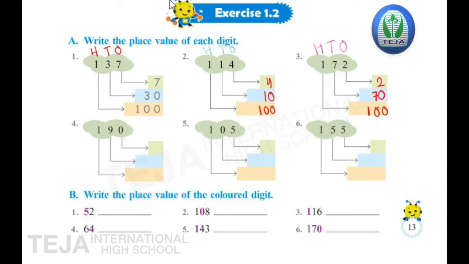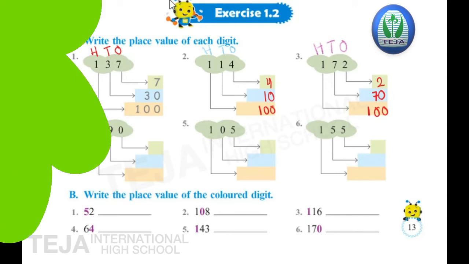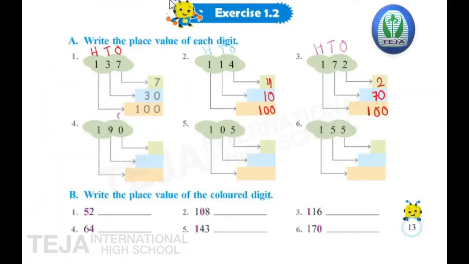Next, fourth question. 190. That is 190. Now we'll write the place value. 0 is in ones place. So the value will remain the same, 0. 9 is in tens place, so the value is 90. And 1 is in hundreds place, so the value of 1 is 100. Okay, children? And we will read it as 190.